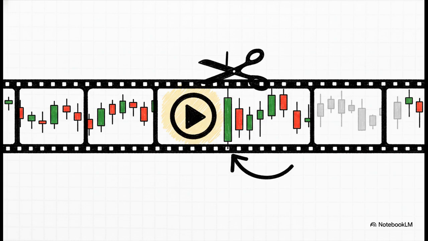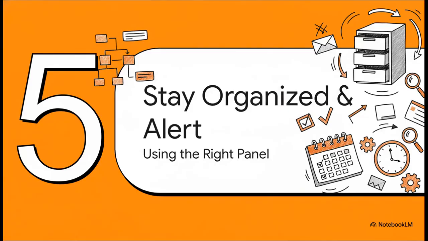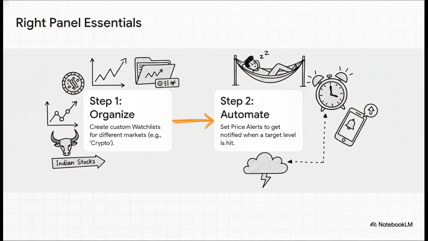risk a single dollar. Now let's shift our focus over to the right side of your office. This right panel, this is your administrative hub. It's all about keeping things organized and efficient. There are two key things to do here.